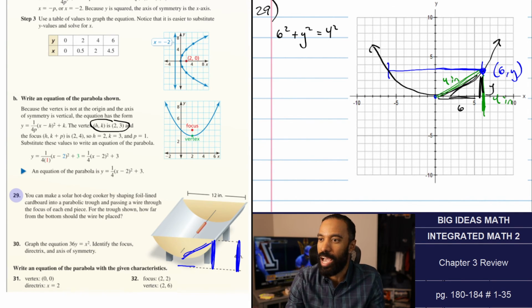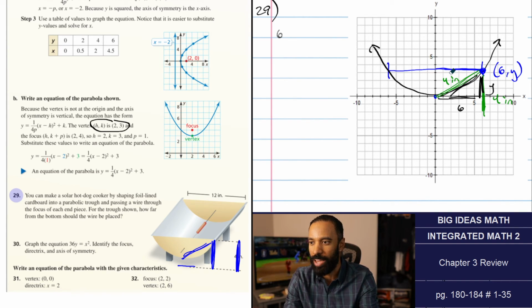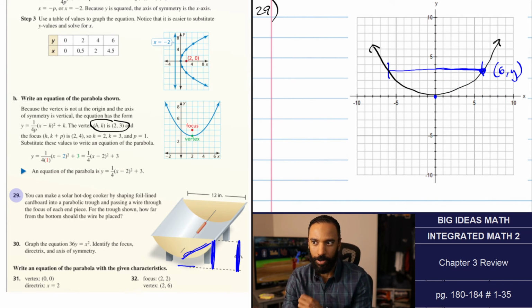Oh, that's the focus. I take that back. That's not distance to vertex. That's distance to focus. Hold on. Let's do some of that again. Maybe that actually helped me find the focus point and I don't need to figure out the whole equation.